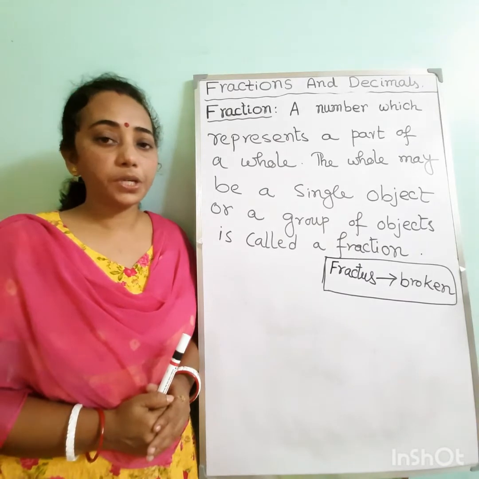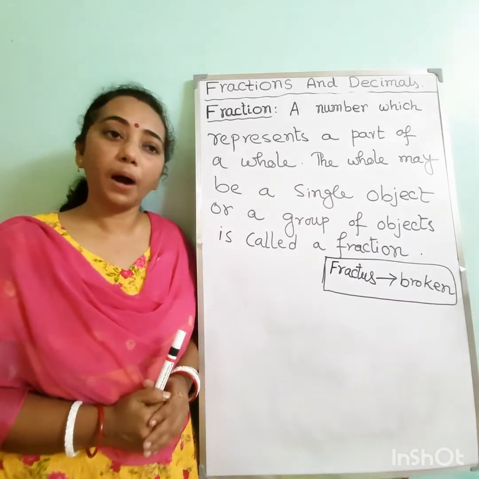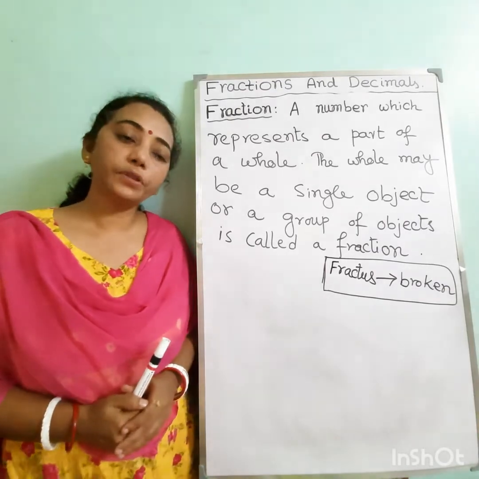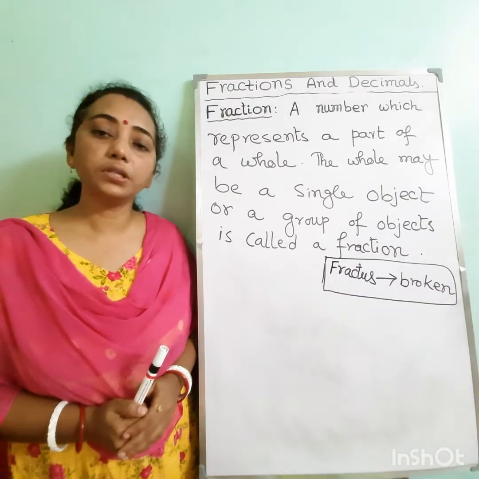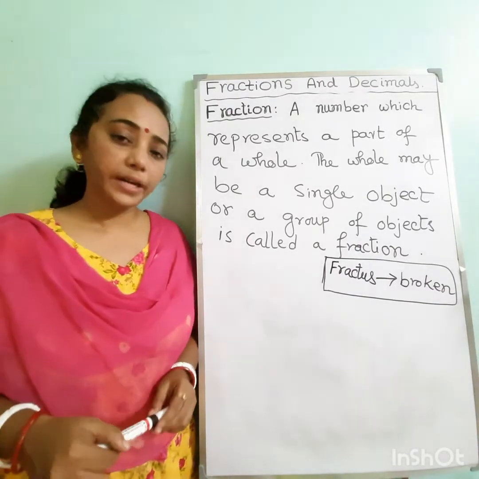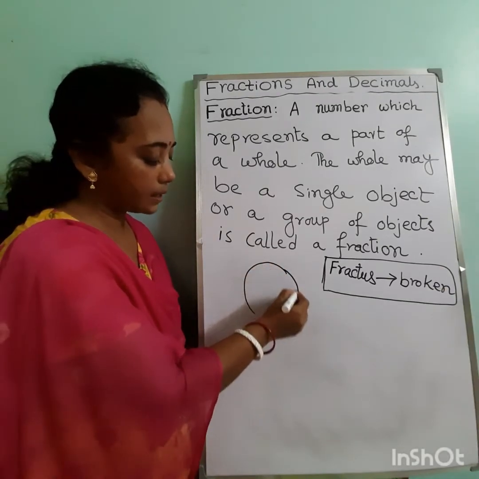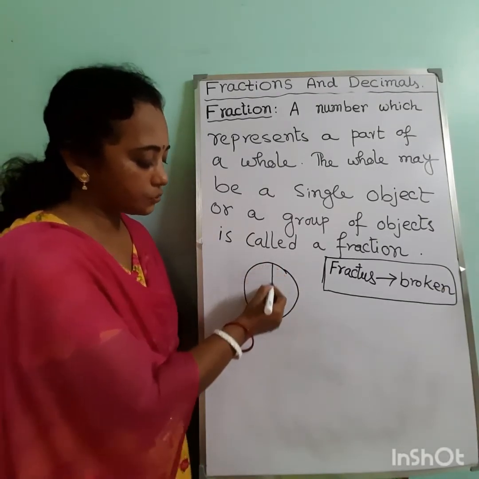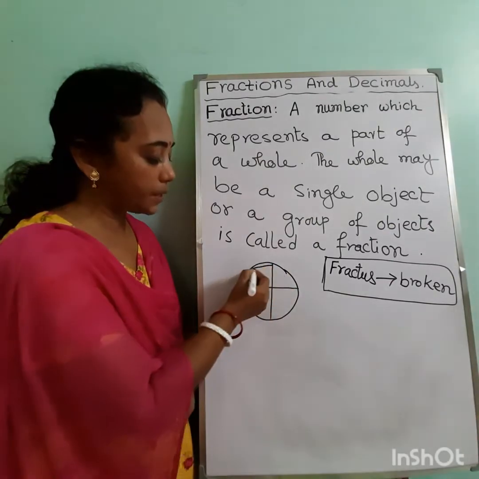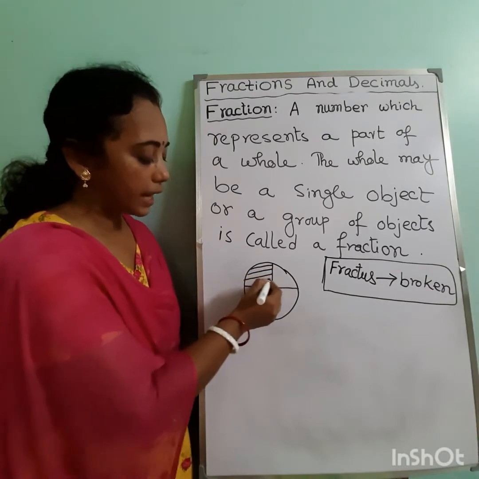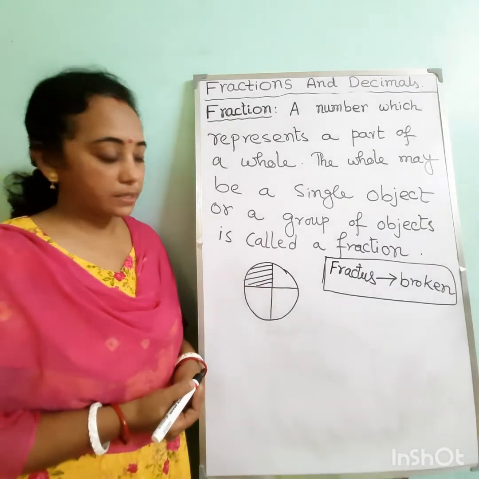Whenever a single object or a group of objects is divided into any number of equal parts, then one or more of these parts are a fraction of the whole unit or object. For example, suppose I have a full cake. Now if I divide this whole cake into 4 equal pieces, and I take one piece from it, that means I have taken one piece out of the 4 equal pieces.